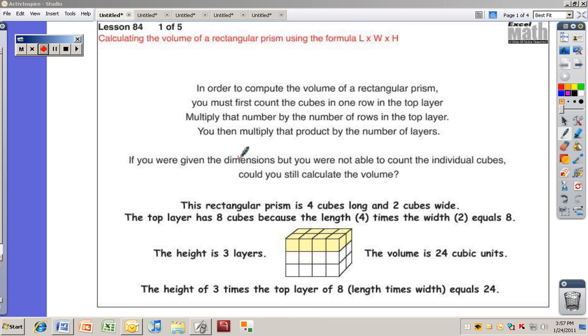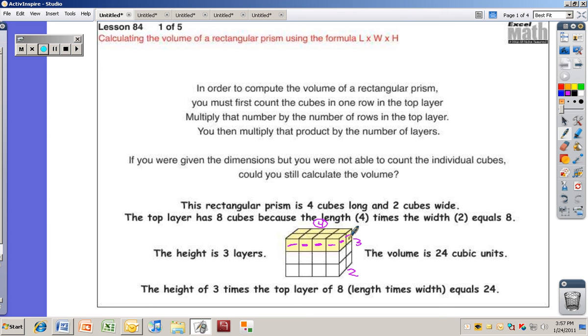If you were given the dimensions but were not able to count the individual cubes, could you still calculate the volume? In other words, if I just told you that this is 4 on this side, 3 going up and down, and 2 to the back, and I didn't draw the lines on there, would you still be able to figure out the volume? Yes. So what you're going to do is count 1, 2, 3, 4, or in this case, if they tell you the number 4, then you just know that it's 4 already.